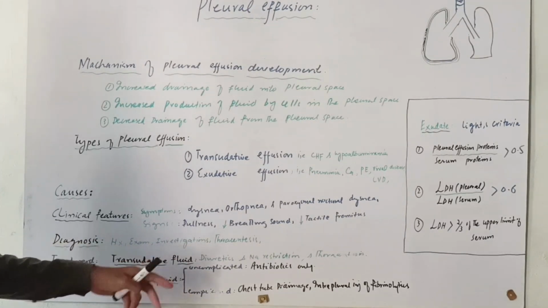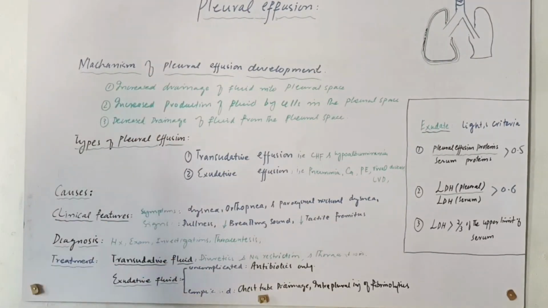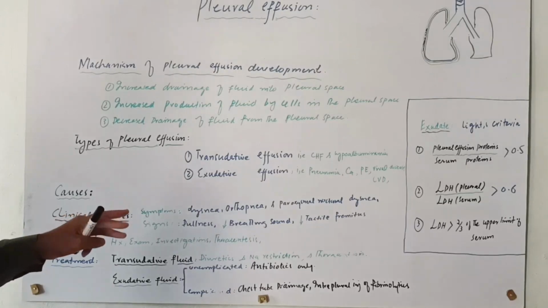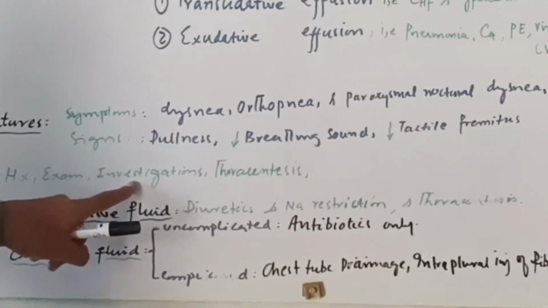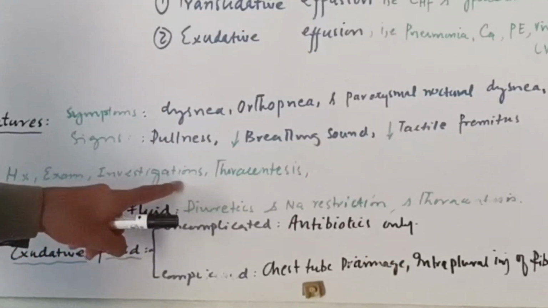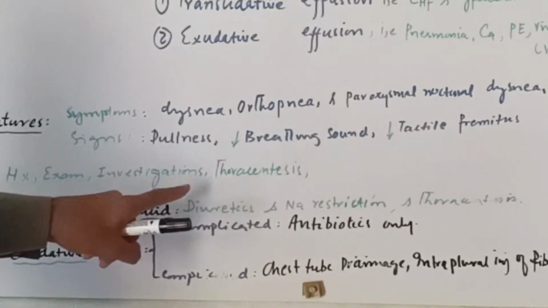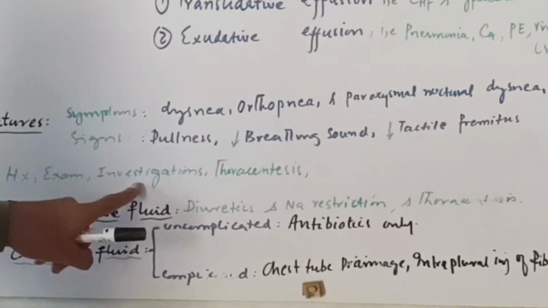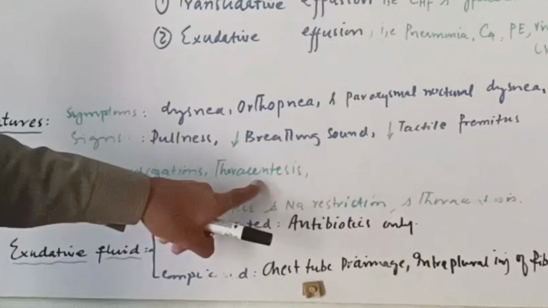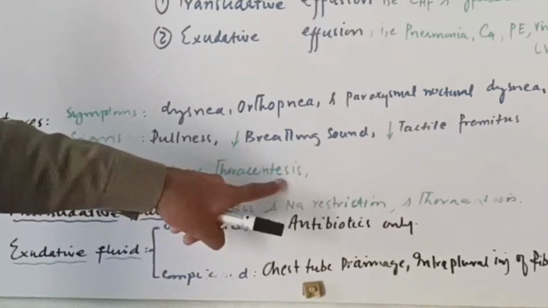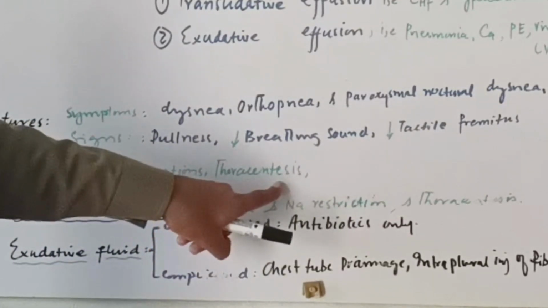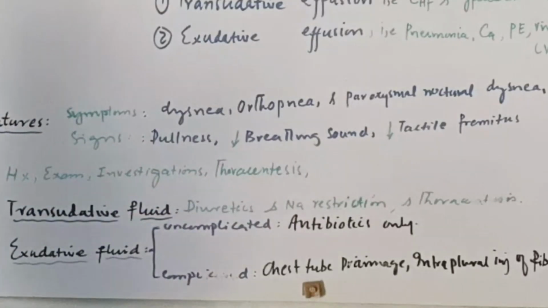The other is investigation. There are mainly three investigations done in pleural effusion. One is the chest X-ray, which is the initial investigation. The second is the CT scan, which is more reliable than the chest X-ray. And the third is thoracentesis or thoracocentesis. This is also called a pleural tap, in which the fluid is aspirated, then analyzed, and the diagnosis is made.